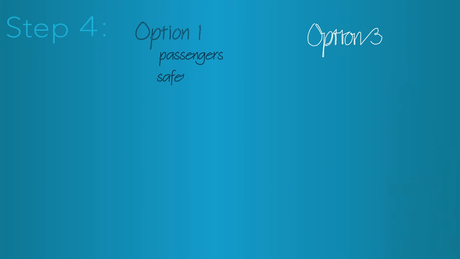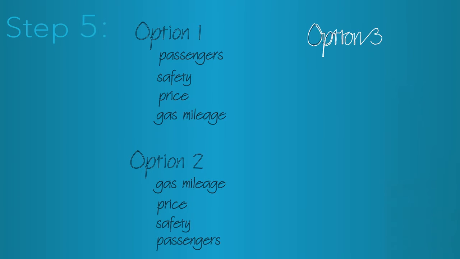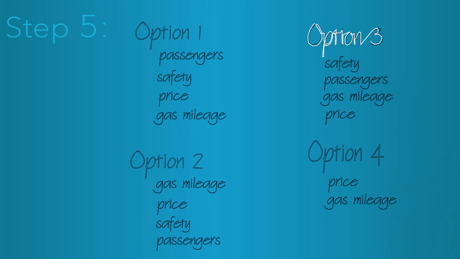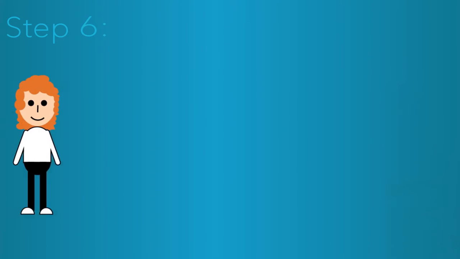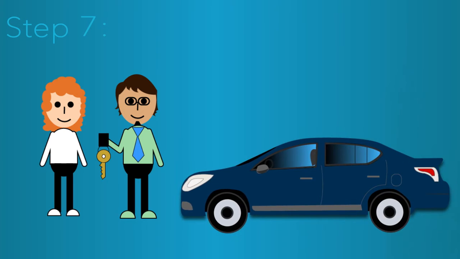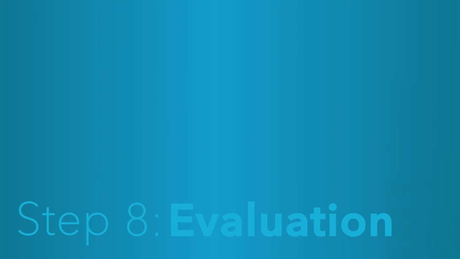Step 4 requires you to generate all alternatives about your options. Then, in step 5, you need to use this information to evaluate each alternative against the criteria you have established. You choose the best alternative, step 6, and you go out and buy your new car, step 7. Of course, the outcome of this decision will be related to the next decision made. That is where the evaluation in step 8 comes in.